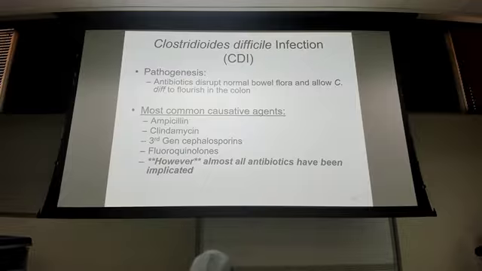The biggest risk factor is antibiotic exposure. Common ones that can cause C. diff: clindamycin, the fluoroquinolones, third-generation cephalosporins, and ampicillin. But almost any antibiotic can cause C. diff. Almost any antibiotic can. Those are just your big players: ampicillin, clindamycin, third-generation cephalosporins, and the fluoroquinolones.